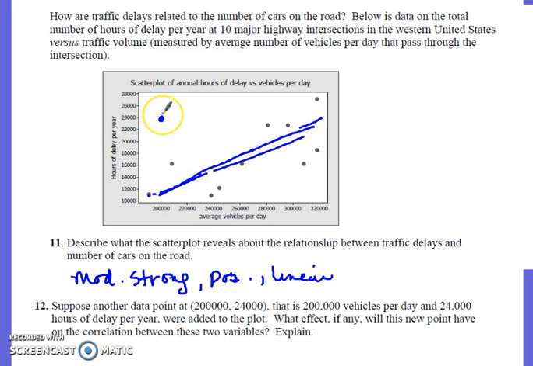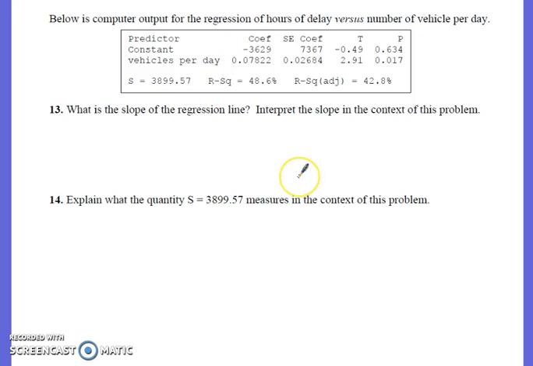If you start adding in this point, it spreads the points out even more, and so it's going to weaken the correlation. So the effect is that the correlation will become weaker, and it will become closer to 0 because the points are more spread out. That's about it for that one.